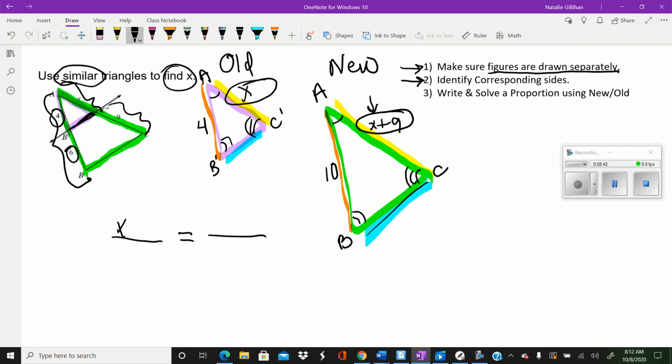So my new yellow, I'm going to put over my old yellow. All right, so I'm going to put X plus 9, that's my new yellow, over my old yellow, which is X. Okay, now the blue guy down here doesn't have a measurement on either of these, so I don't even care. I'm not going to use those.